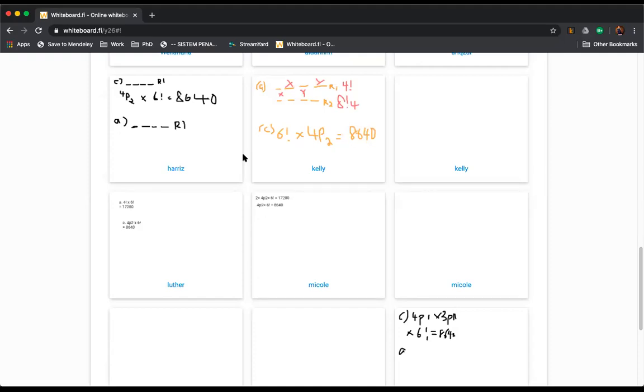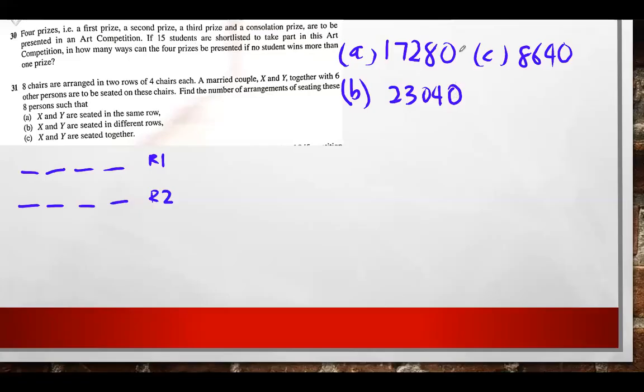If you remember the previous questions that we did, if they must sit together, it means we need to group them. We need to group them in such a way that they cannot be apart. That's the thing that I'm not seeing in your working. Also, 4 factorial times 6 factorial is not correct. I'm going to start with question C.